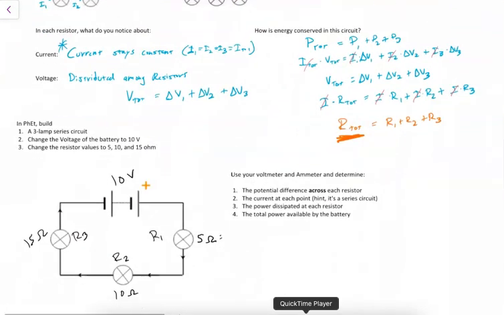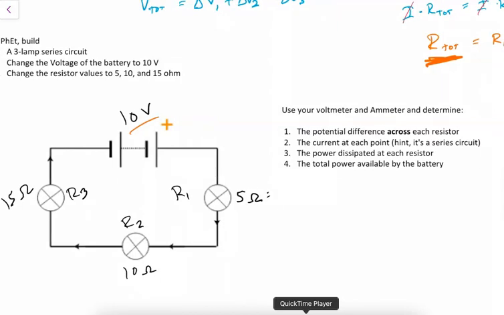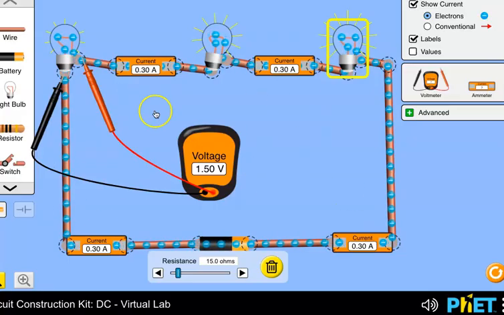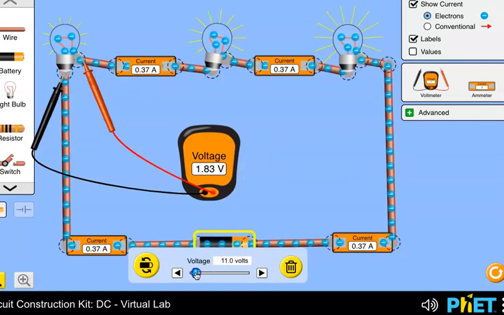Okay. So I want to play around some more. I want to create a circuit with a 5, 10, and 15 ohm resistor. I want a 10 volt battery, and I want to find the potential difference across each resistor, the current at each point, the power dissipated at each resistor, and the total power available by the battery. I'm trying to make sense of the numbers completely. So the good news is I already have a 5, 10, and 15 ohm circuit that I just created. I have not made the battery 10 volts, so let's make it 10 volts.